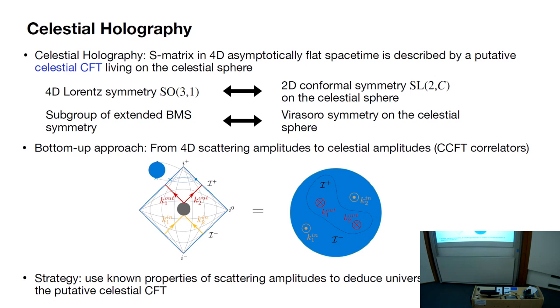And the idea is that we want to take the so-called bottom-up approach, from which we can know something about the putative CFT from the transformed basis of scattering amplitudes. So the idea is to deduce some universal property of this putative celestial CFT from some known properties of scattering amplitudes in 4 dimensions.